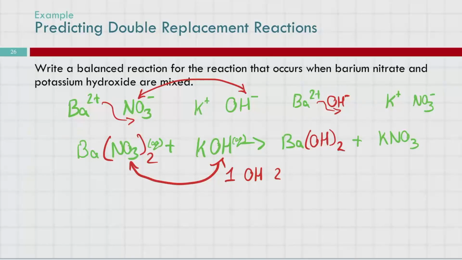2 on the right, 1 on the left. To get those to balance out, we want a 2 in front of our KOH. So cross out that 1, make it a 2. I'm going to change the colors on these. Let's do blue. 2 on the right, 1 on the left. So we put a 2 in front of our KOH. Now we've got 2. What are we balancing next? We are balancing K next because we just changed K.